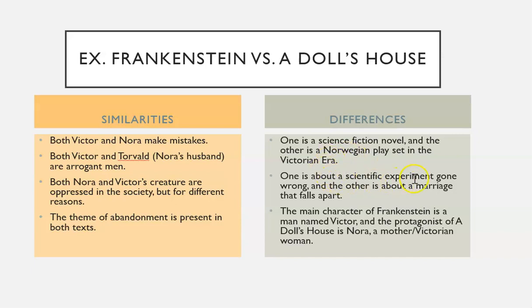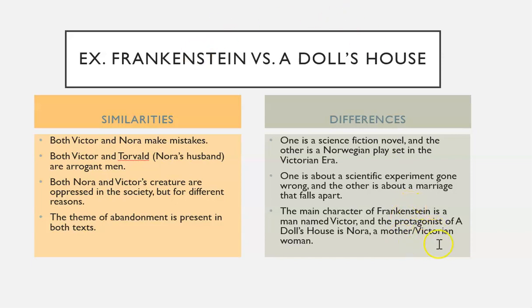One is about this scientific experiment gone wrong. We have Victor Frankenstein creating a creature. And then the other one is around a marriage that falls apart. Another difference is that the main character in Frankenstein is a man. He's a scientific young man who's made this fatal error and created this new life, this monster.